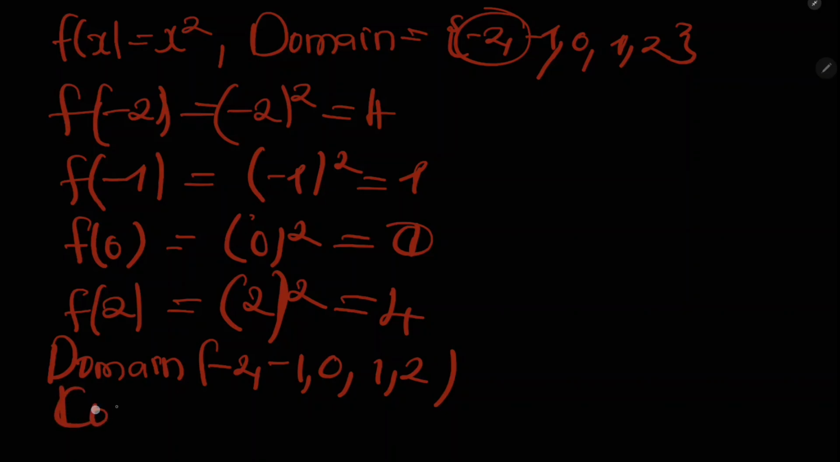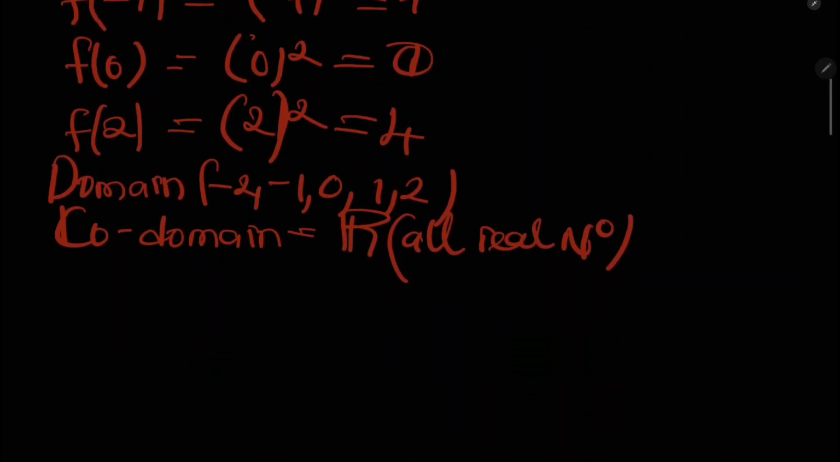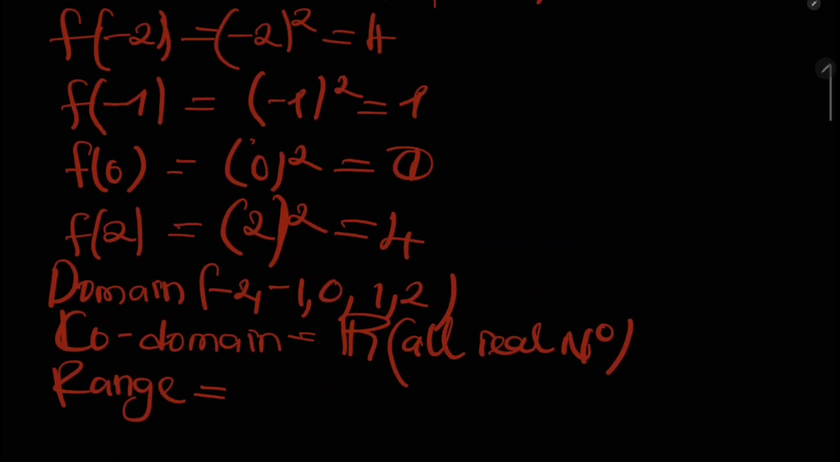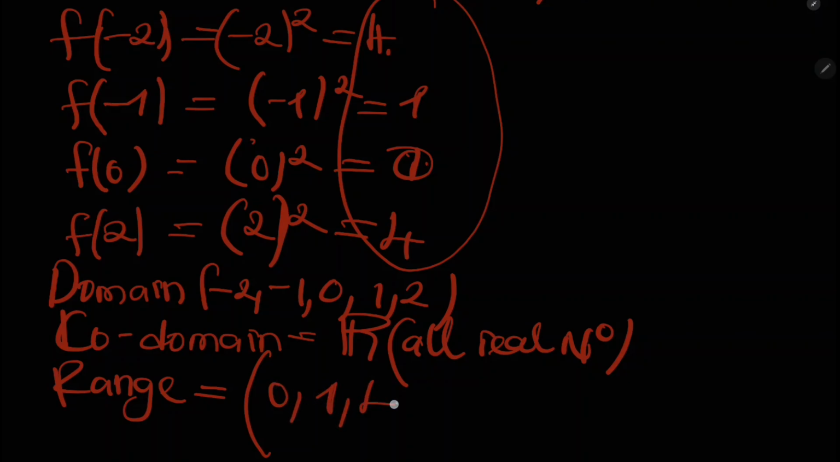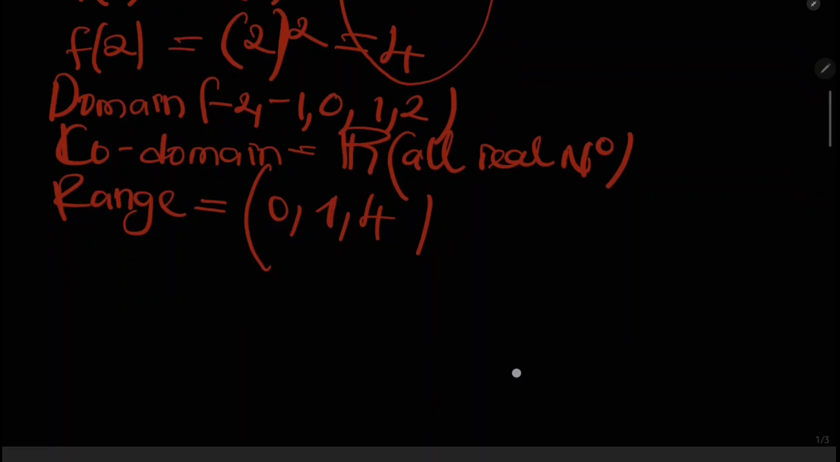We have our codomain, which is the set of all possible outputs, and all possible outputs are all real numbers. And now we have our range, and we can get our range from here. Our range is 0, 1, and 4. 4 repeats itself twice, so we just have 0, 1, and 4. So from there we have our codomain and our range.